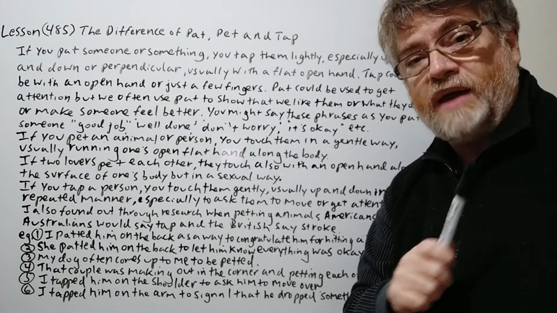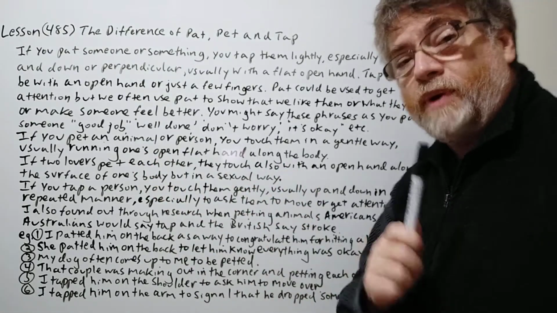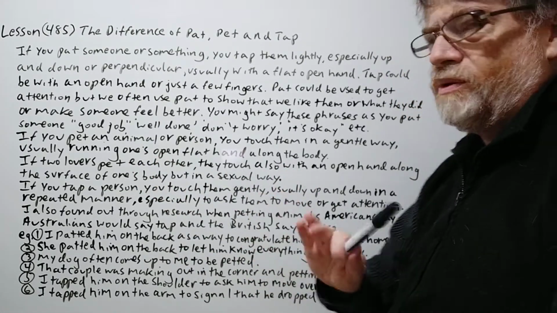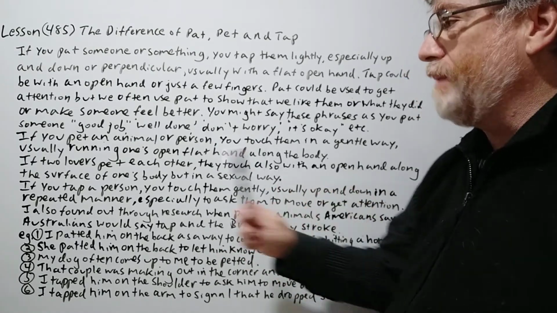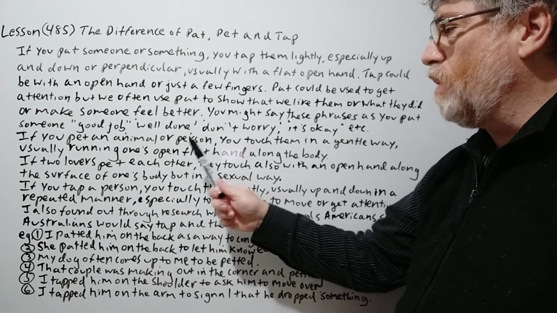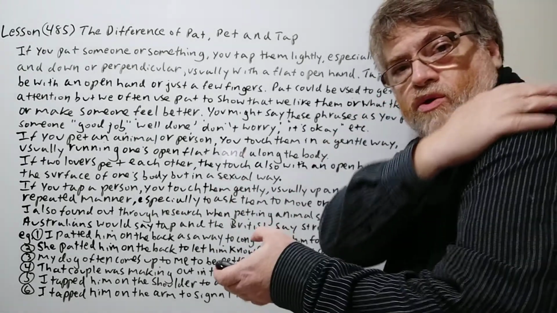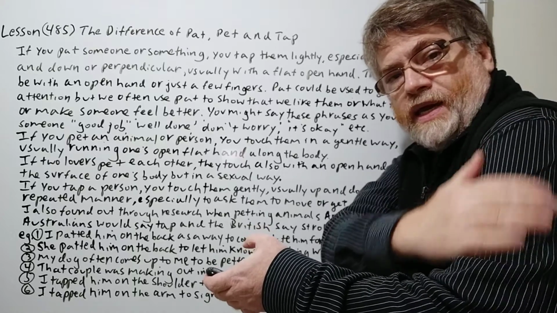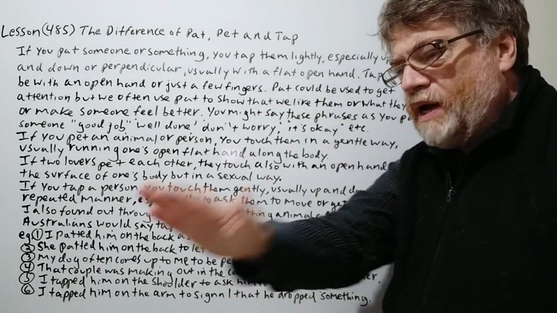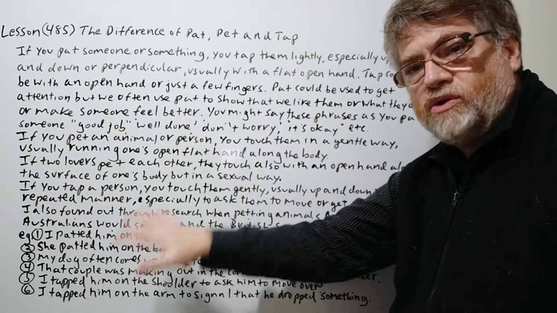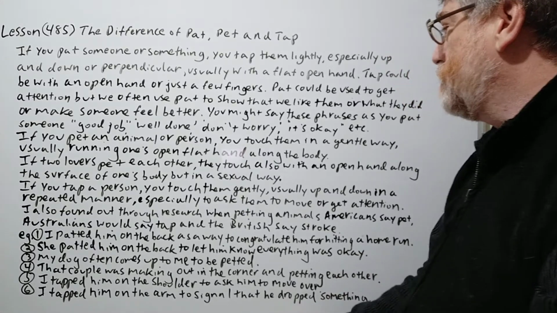All right, let's go to pet for a bit. If you pet an animal or person, so you can do both, although it's very different for both, you touch them in a gentle way, usually running one's open flat hand along the body. So you're usually going like this, you're moving, it's usually moving when you are petting someone. So pet an animal, that's the way it is. Your hand is usually touching the surface of them and going along it.